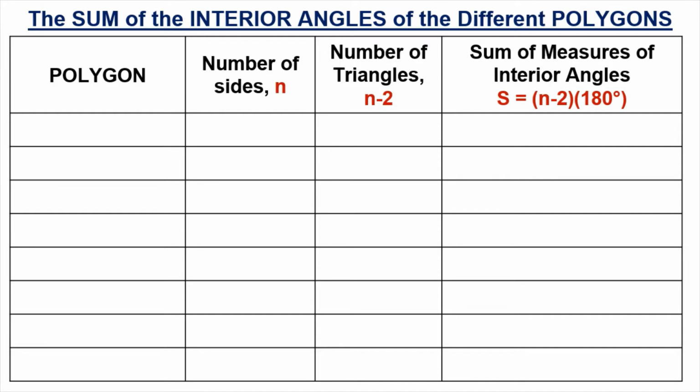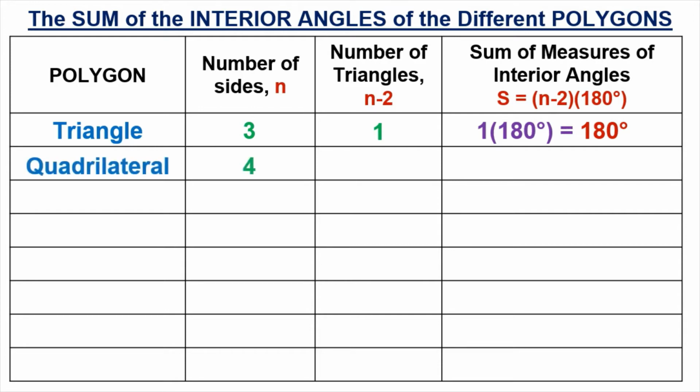So for example, we have triangle. Ang sides po ng triangle ay 3. Then 3 minus 2 is equal to 1. So isang triangle lang siya. And then, para malaman natin yung total angle ng buong polygon, i-multiply natin yung n minus 2, which is 1, times 180 degrees is equal to 180. So, isang buong triangle ay mayroong 180 degrees.